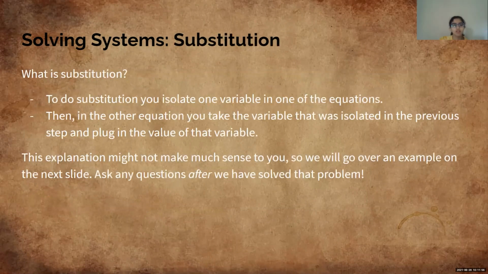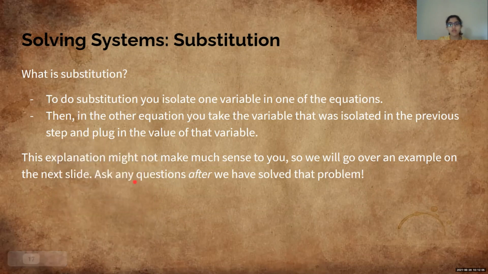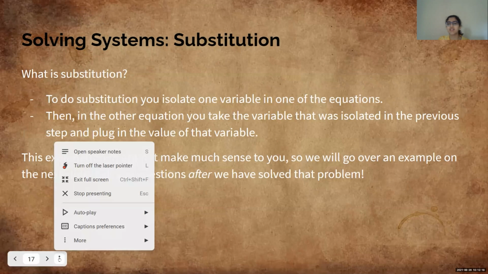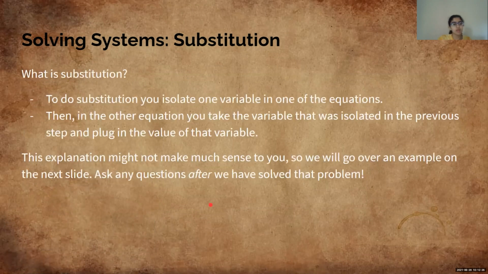So what is substitution? To do substitution, you isolate one variable in one of the equations. Then in the other equation, you take the variable that was isolated in the previous step and plug the value that you got of that into that variable. This explanation might not make much sense because it's pretty wordy, so we will go over an example in the next slide. Please make sure to ask questions after Sai explains.